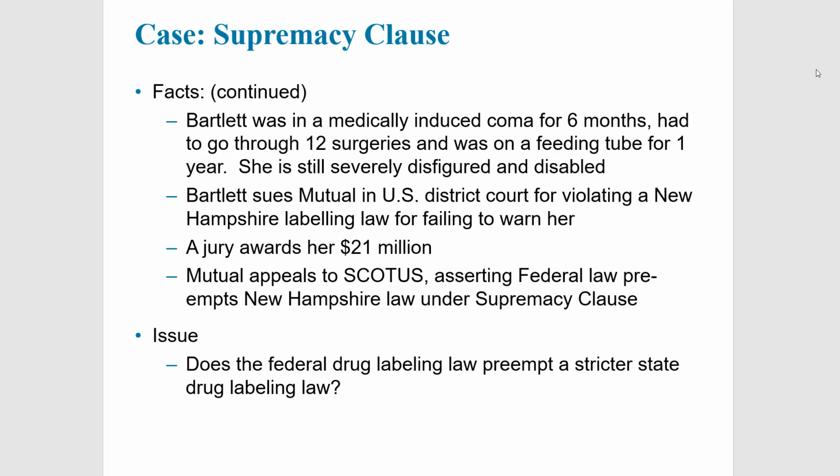Bartlett sues Mutual in U.S. District Court for violating a New Hampshire labeling law for failing to warn her. A jury awards her $21 million. Mutual appeals to the Supreme Court of the United States, asserting federal law preempts New Hampshire law under the Supremacy Clause. So the issue at hand is, does the federal drug labeling law preempt a stricter state drug labeling law?